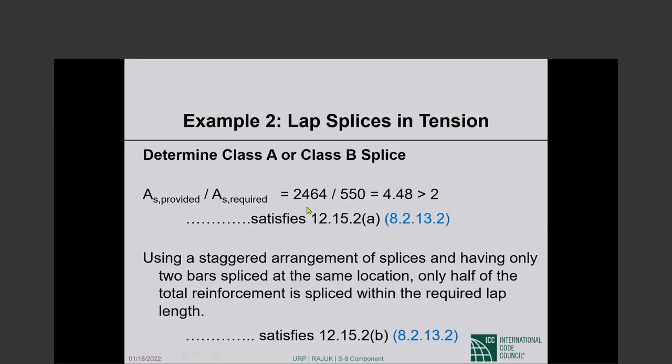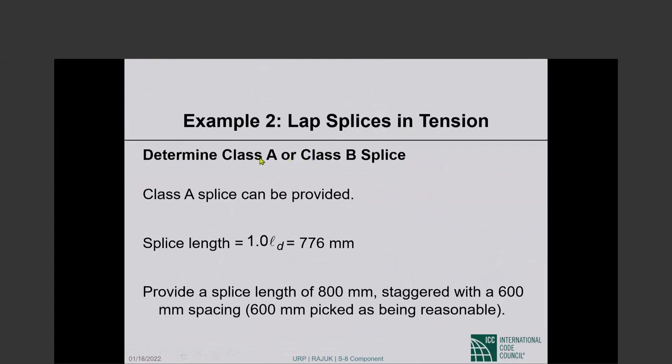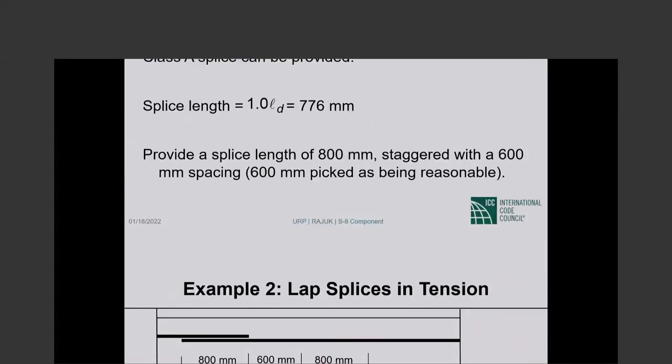So if we satisfy both requirements, that A sub S provided is at least twice A sub S required, and that we do not splice more than half the bars at one section, then we can use a class A tension splice. So the splice length in our case is the same as the development length, which is 776 millimeters. So provide a splice length of 800 millimeters, rounded off, staggered with a 600 millimeter spacing. The 600 millimeters is just picked as being reasonable.